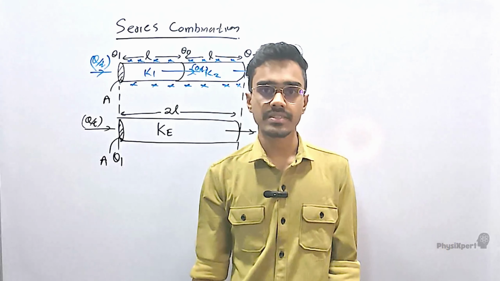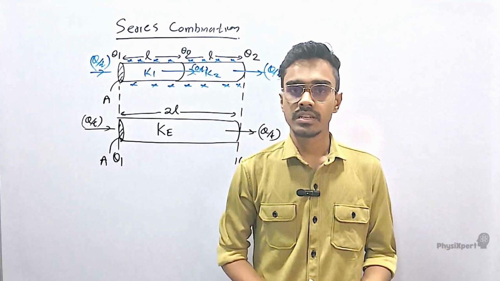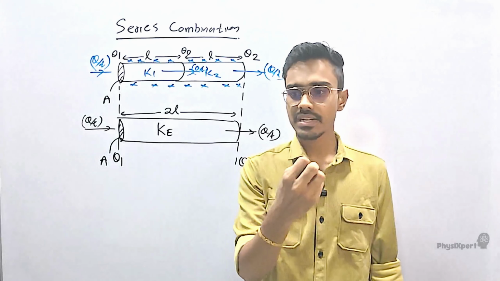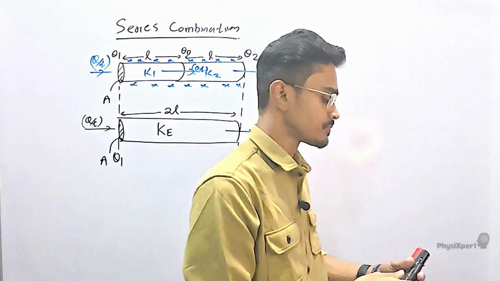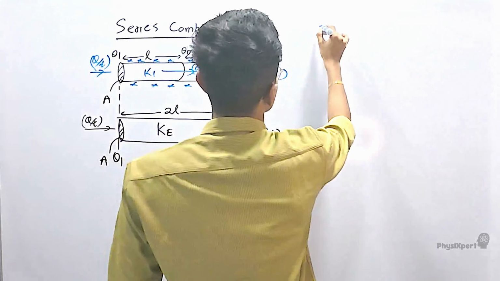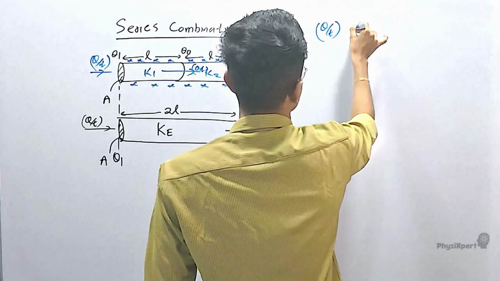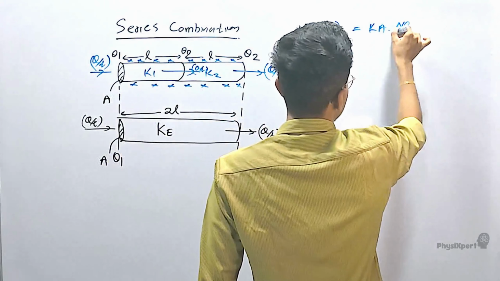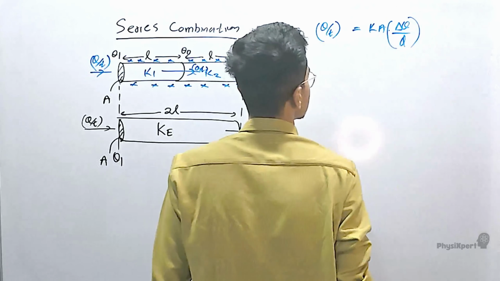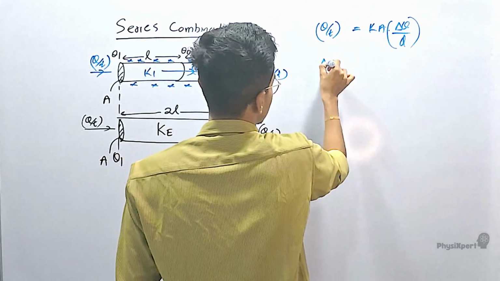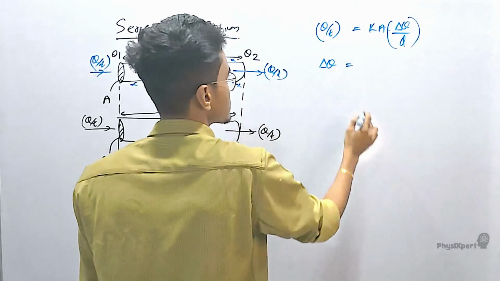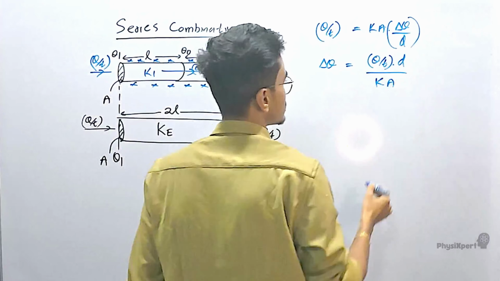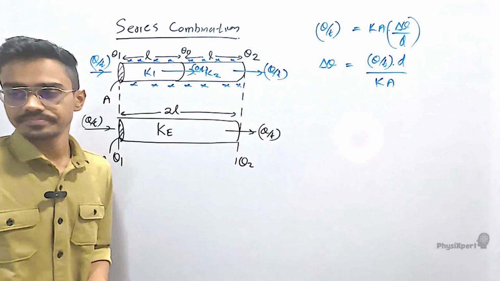When we deal with temperature difference, especially in the heat conductivity equation in series combination, it is easier if you can subject temperature difference from the equation. This is the equation we have: Q over T equals K A delta theta over d, where delta theta is theta 1 minus theta 2. I'm going to subject delta theta from the equation. Then it is Q over T times d over K A.